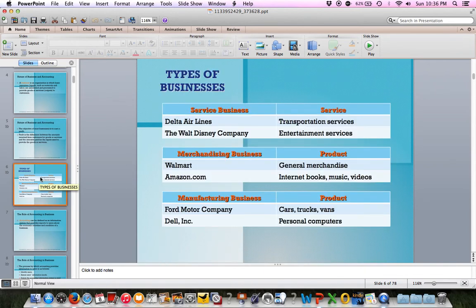There's a few types of businesses out there: a service business, merchandising, manufacturing. A service business, they've got some examples there: entertainment, transportation. Merchandising, we all know what a merchandiser is. A manufacturing company, and obviously the accounting will change a little bit based on the type of business we're looking at.